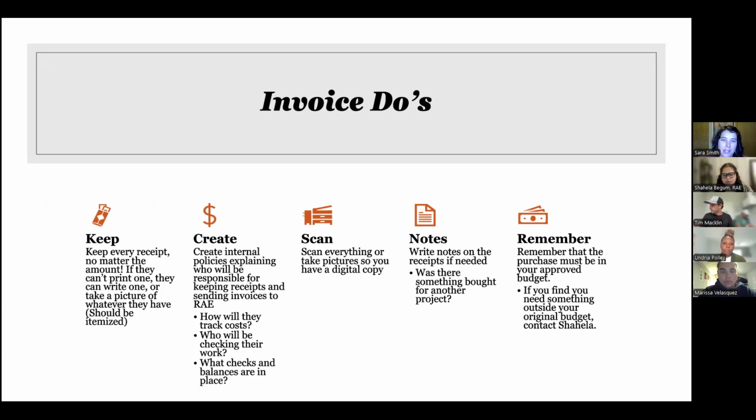Make sure that you have some kind of policies in place in your organization on who is going to be keeping those receipts, who is responsible for invoicing, and how you're tracking your costs. If you have multiple grants, make sure that the right amount of money you're spending is going to the right grant. What checks and balances do you have in place to make sure there's no fraud, that people aren't taking off with all of your organization's money, things like that.